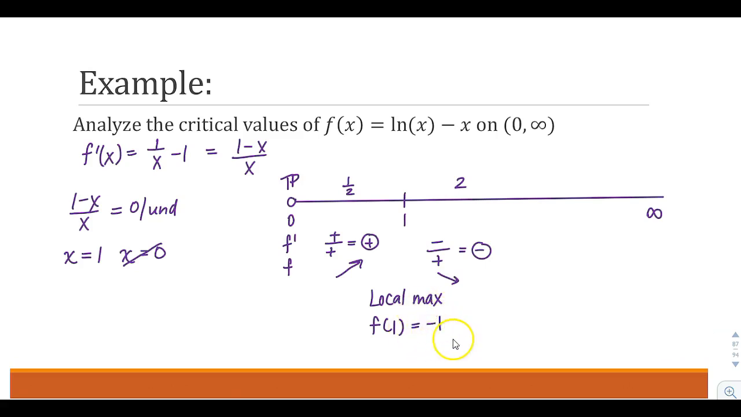So I went ahead and found the y value, the actual local max, by substituting 1 into the original function. So it's important we plug it into the original function, not into the derivative, because that will of course give us 0. We know 1 is a critical value. So we're looking for the local max on f. We plug that x value into f.